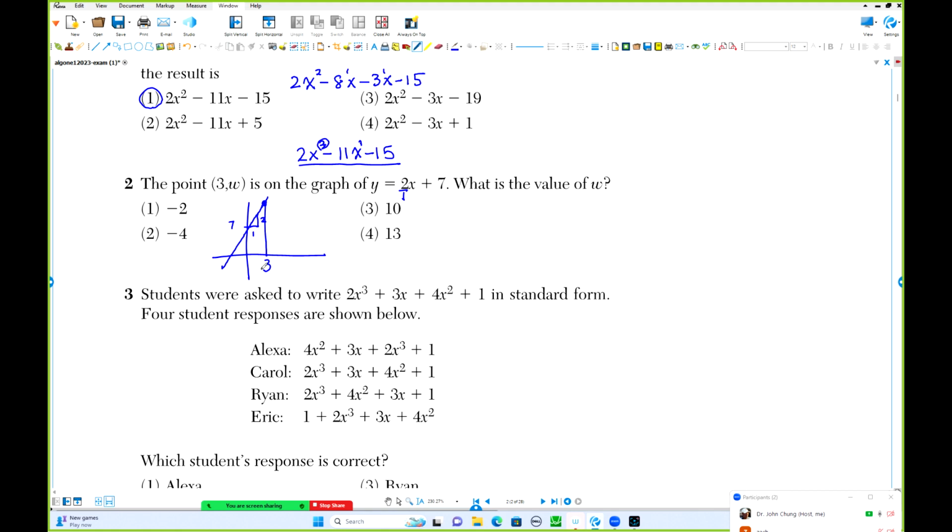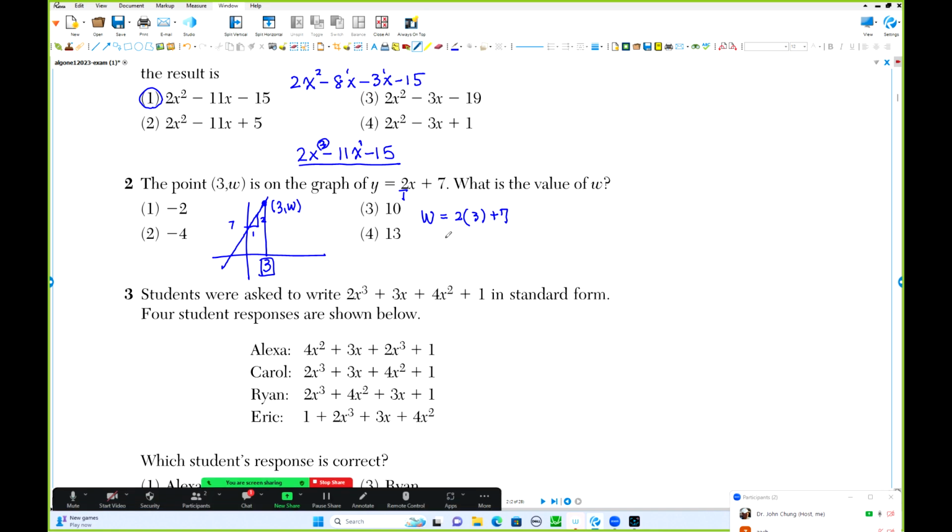That means when you put this number 3 into x, you'll get the y coordinate, which is W. W equals, put x as 3 there, 2 times 3 plus 7. That is the variable y, the y coordinate of the point. So this equals 13. 13 is the answer.